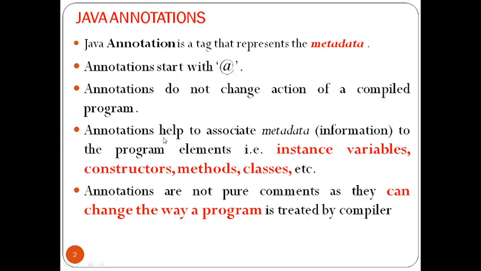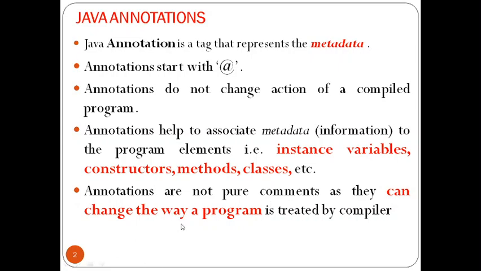You may ask, where can we use these annotations? We may use annotations with respect to instance variables, constructors, methods, and classes. So whatever different kinds of programming elements we have, like instance variables, constructors, methods, and classes, we can use annotations. So annotations are not pure comments. You should not think that annotations are only comments. They are not only pure comments.